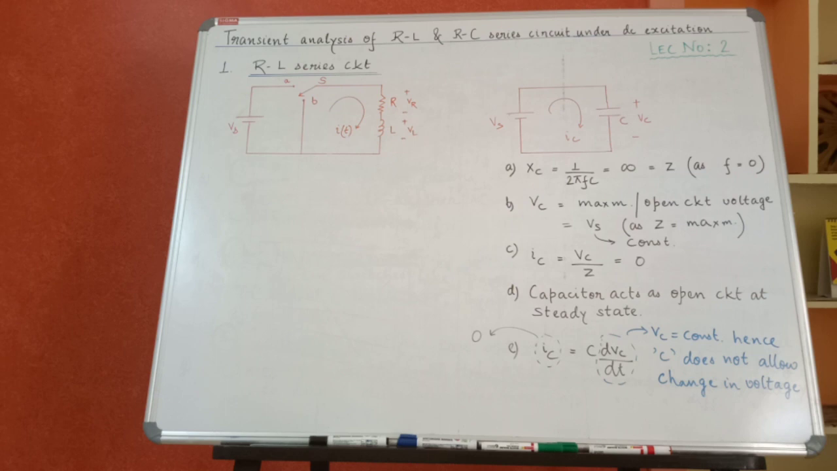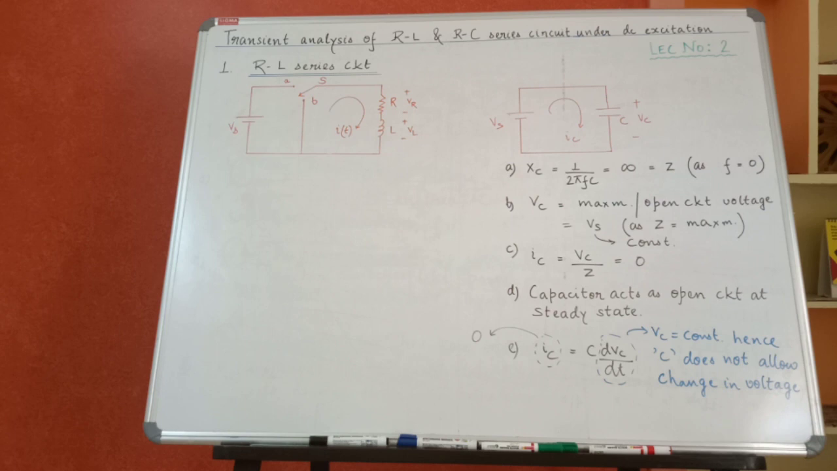So if the 2 points of the capacitor are open, what will be the voltage appearing across the capacitor? It will be nothing but the supply voltage, which is Vs. So Vc will be equal to Vs, which is the maximum voltage of the circuit, or we can call it the open circuit voltage. So Vc is maximum because it is becoming open circuit and current is 0. So from B and C we will reach a conclusion. Since voltage is maximum and current is 0, capacitor at steady state acts as open circuit. So that is written in point number D.